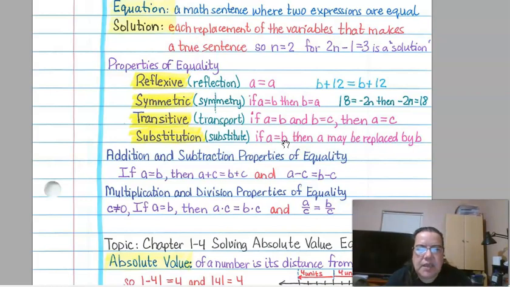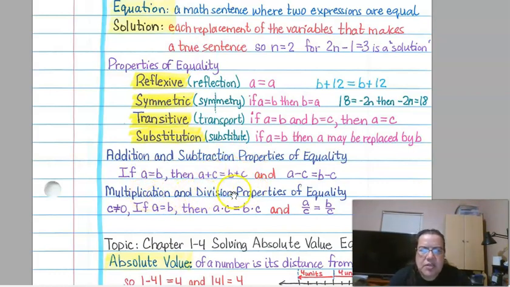That's just plain substituting. All right, so then we have the addition and subtraction properties of equality, where if A is equal to B, then if you add some constant, some number, to both sides, or subtract from both sides, you should end up with them being equal still. So if I have A equal B and I add a C to the left, then make sure you do it to the right, then they're still equal to each other.